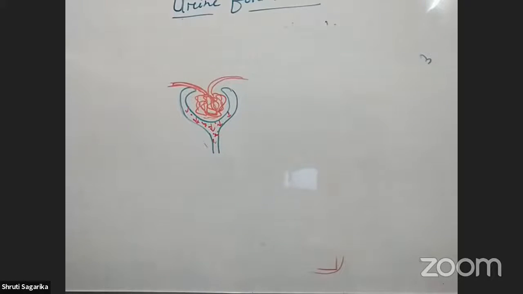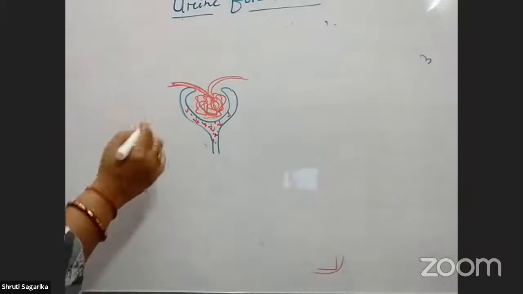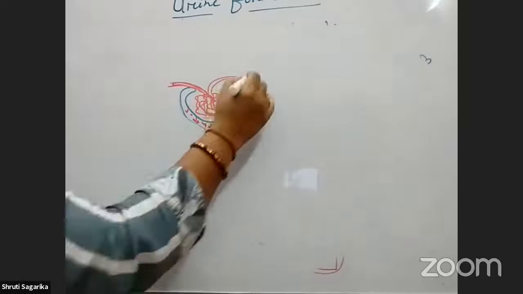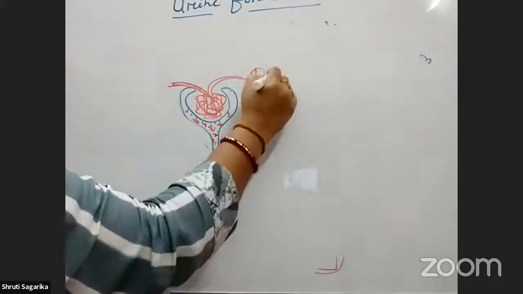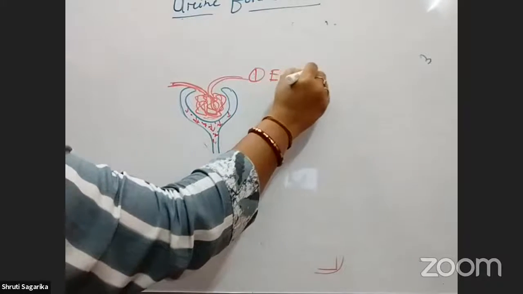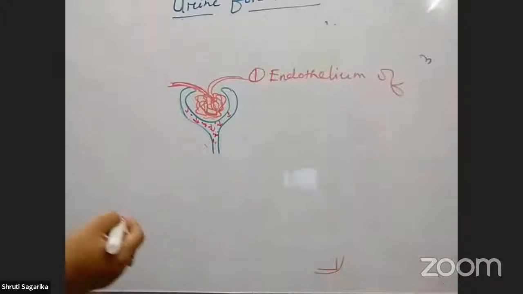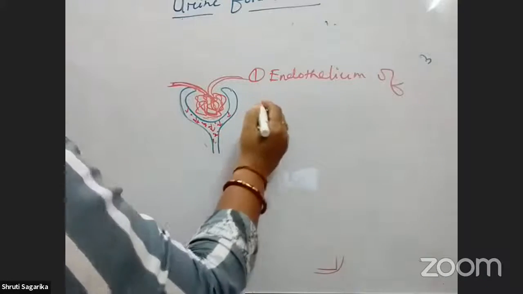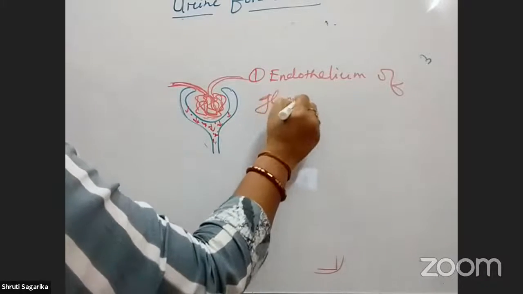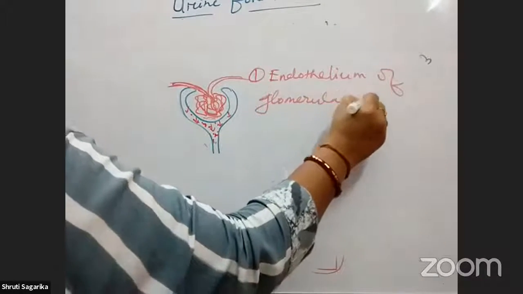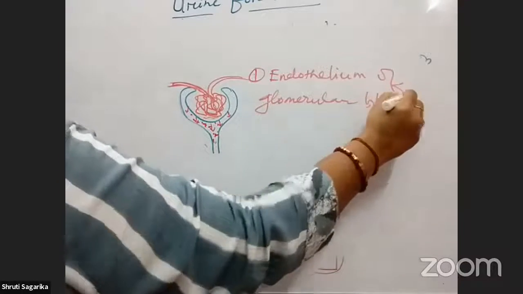Okay. So the three layers which the filtrate crosses, right? First is the endothelium of blood vessels. The three layers. Layer number one, endothelium of the blood vessels, glomerular blood vessels.